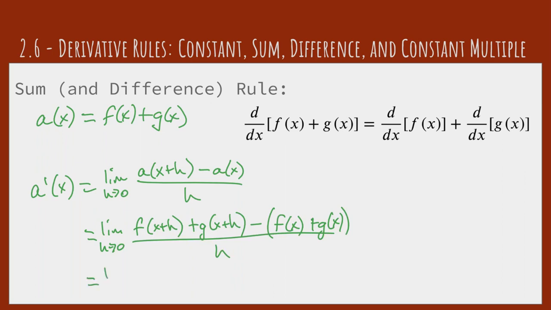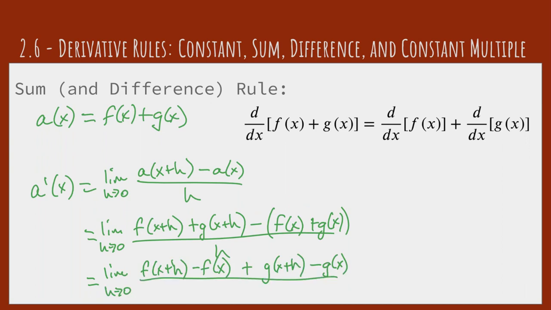So then rearranging some things, we have f of x plus h minus f of x plus g of x plus h minus g of x. So I distributed that negative there, all over h. And the sum rule for limits says that we can take this and write it as two separate limits. I'm actually going to change this just a little bit here, and I'm going to write this as two separate fractions over h. And I think you might be able to see where we're going here.